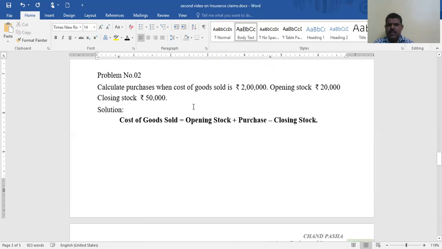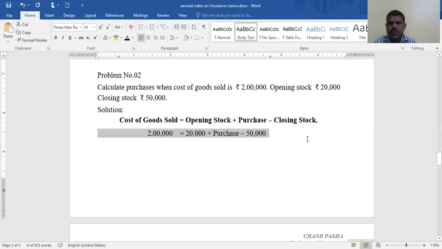What all information can you get to arrange in the formula? Put it. That is clearly given: cost of goods sold 2 lakh, opening stock given 20,000, purchases we don't know, take as it is, and what is the amount of closing stock given? 50,000. First write down the formula, then try to arrange the amounts according to the formula.